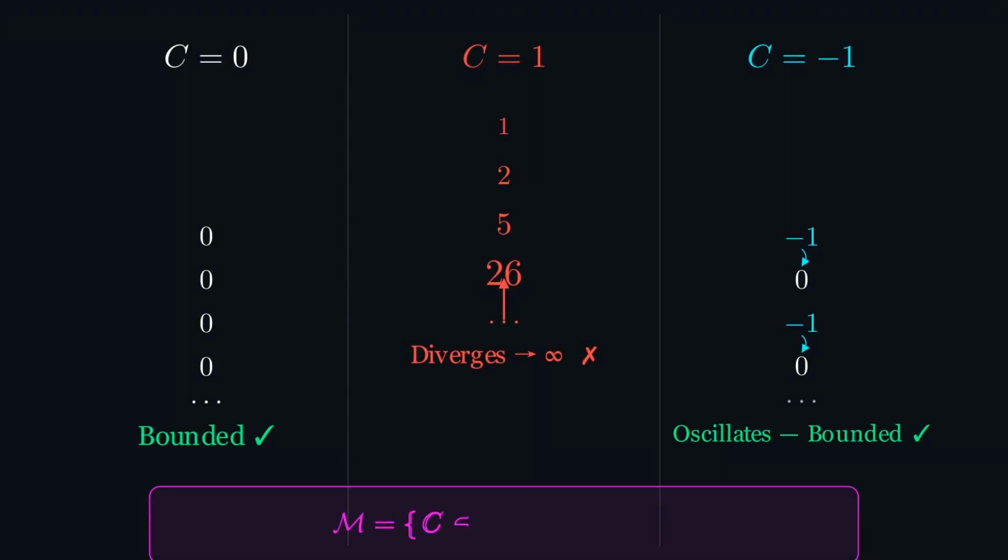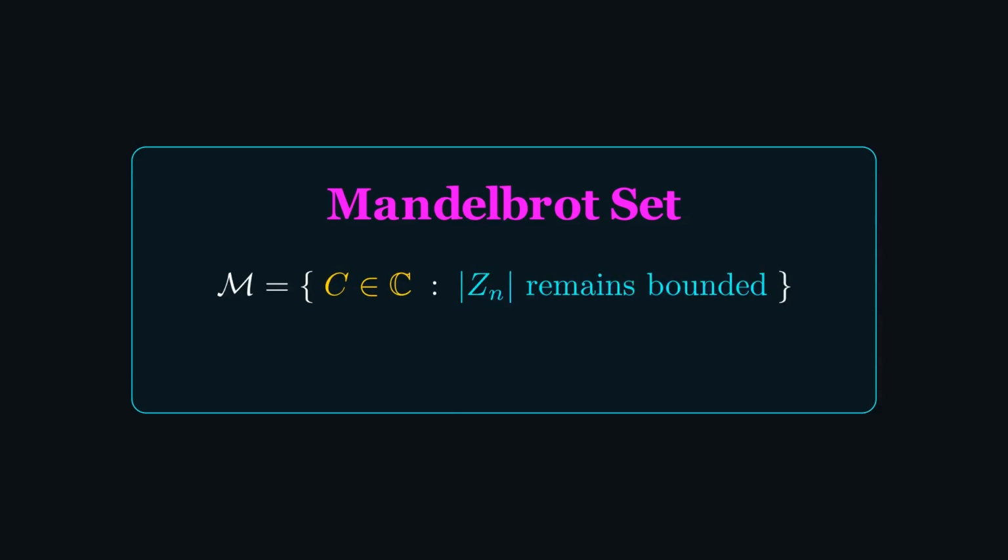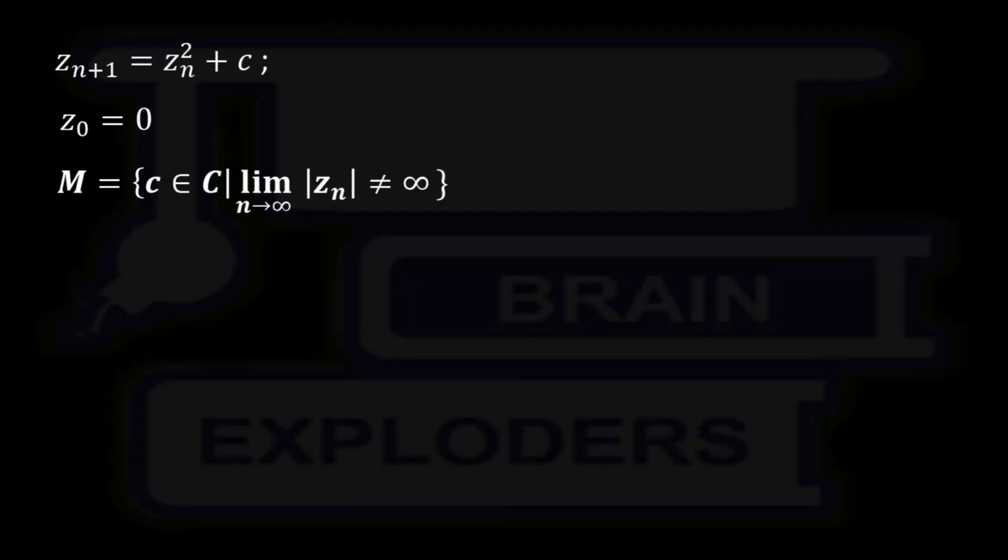From here we define the Mandelbrot set. If the absolute value of terms is tending to infinity, then the corresponding parameter c does not belong to the Mandelbrot set. In other words, the Mandelbrot set is the set of all those parameters for which the sequence generated by the given recurrence relation does not diverge. Mathematically, we write it something like this.